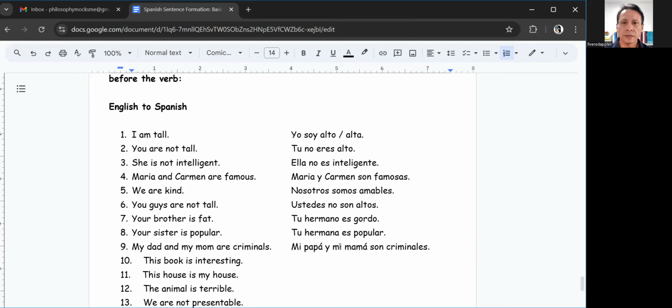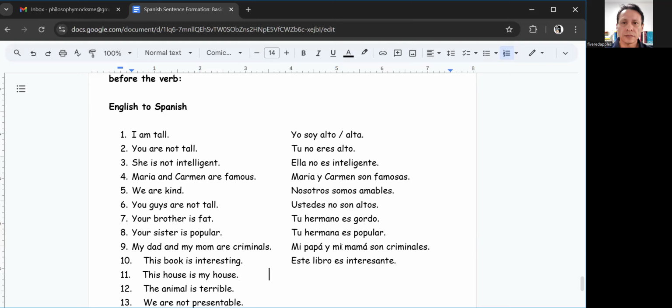This book is interesting. Do you remember this? It's been a long time. Este, because este is masculine because book is masculine. It comes from the Latin libro. Este libro, and so it's third person because it's this book. Es, and then interesting in Spanish is interesante. Kind of like intelligent. We just add the e.